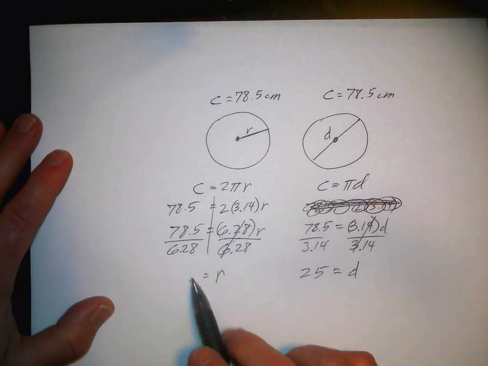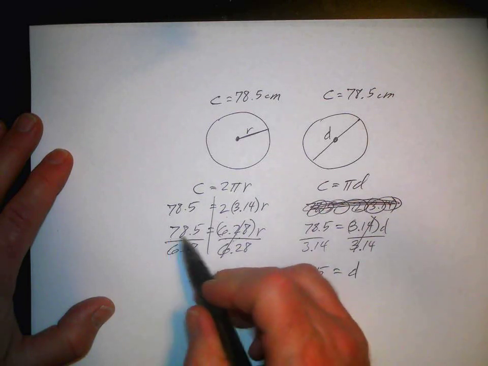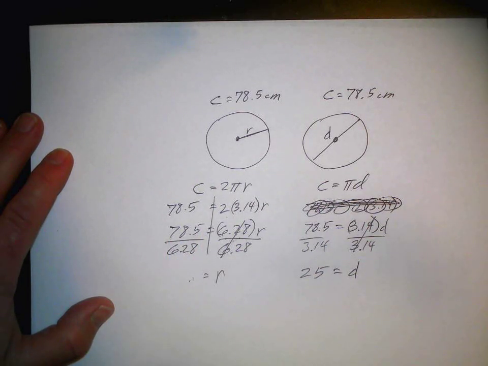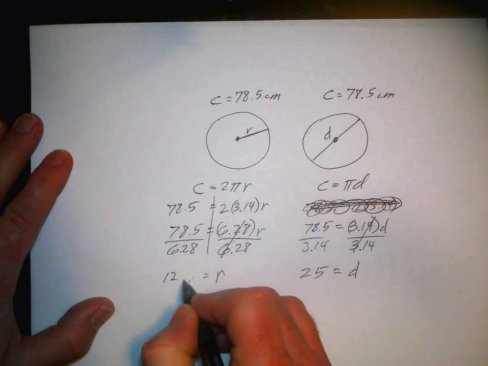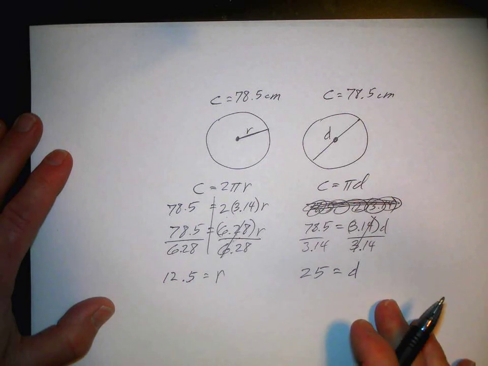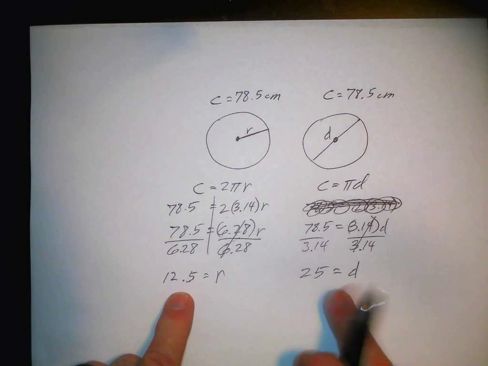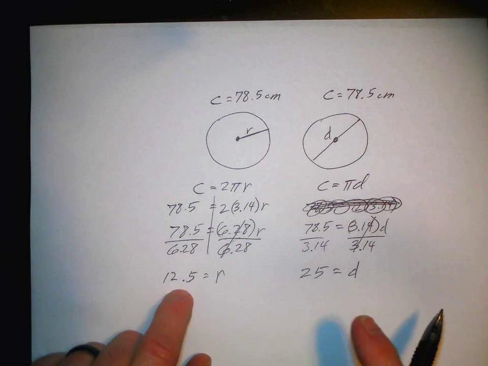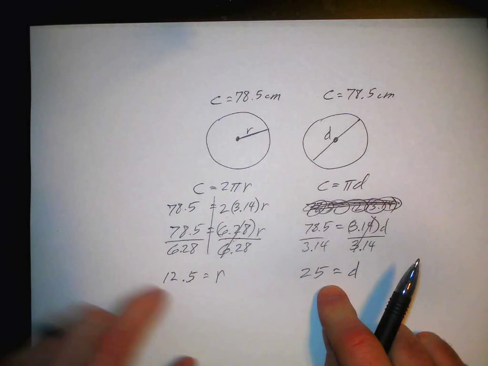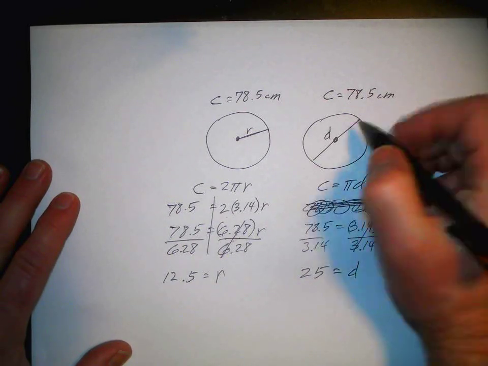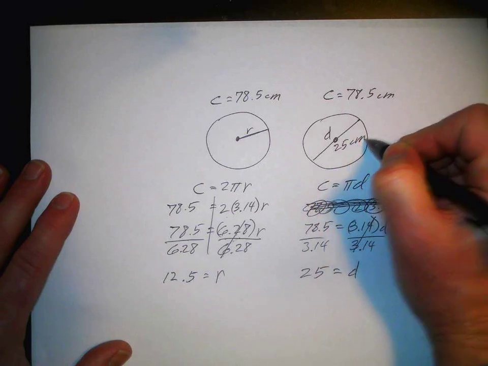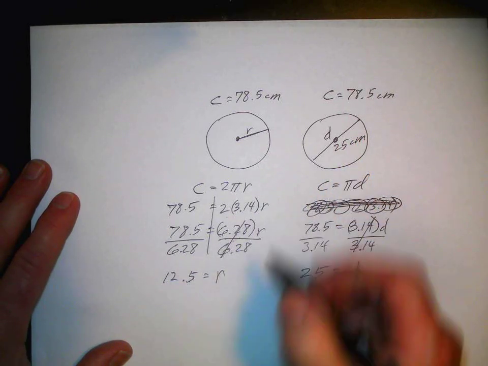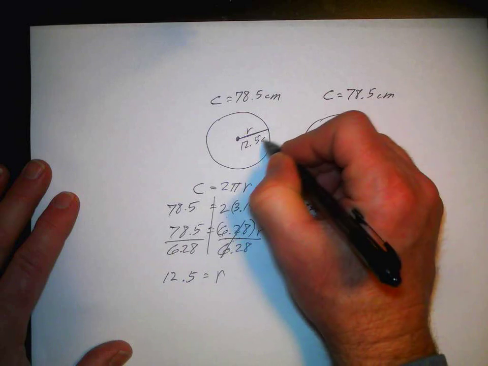On the other side over here, 78.5 divided by 6.28, that is 12.5. Now, what do we know about the radius compared to the diameter? Well, the diameter of a circle is twice the radius, and the radius is half of the diameter. So the diameter over here is actually 25 centimeters, and half of 25 is 12.5 centimeters.